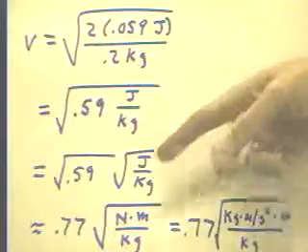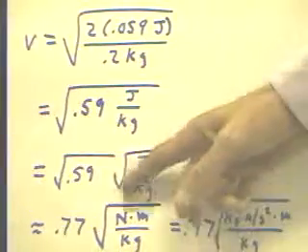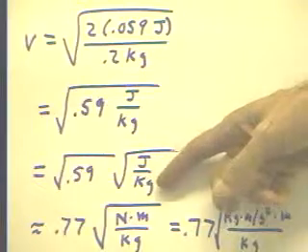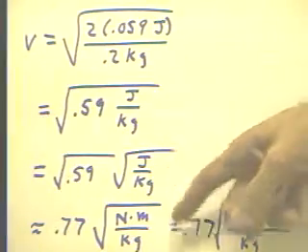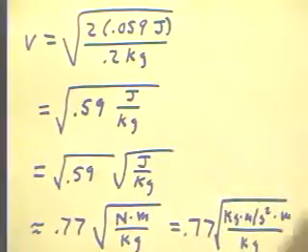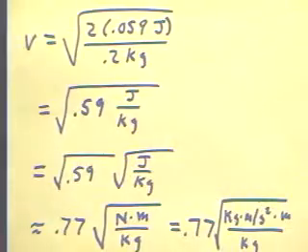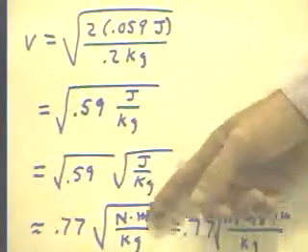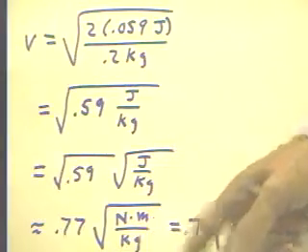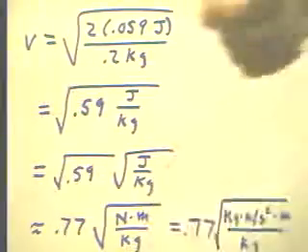The square root in any case separates into 2 square roots, a square root of 0.59 times the square root of the unit, joules per kilogram. What's a joule? Well, we saw a minute ago that a joule is a Newton meter. So we have 0.77 times the square root of Newton meters per kilogram. Okay, well, we're doing all right. Notice that meters and kilograms are fundamental units. Meters, kilograms, seconds, and later on coulombs are going to be our 4 fundamental units in physics.